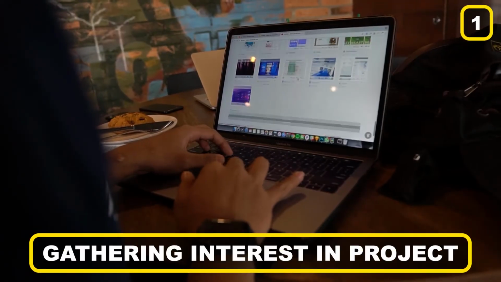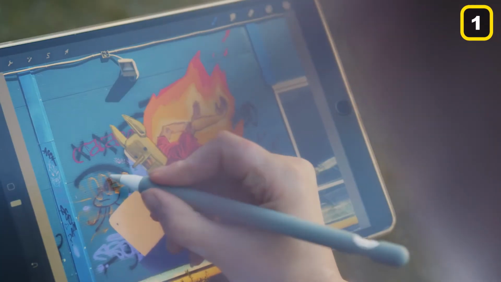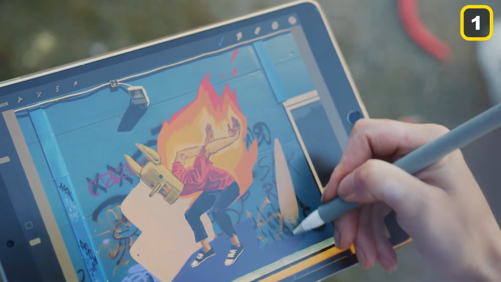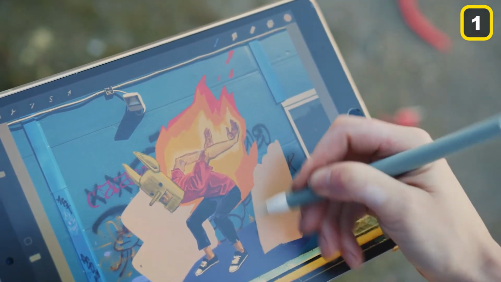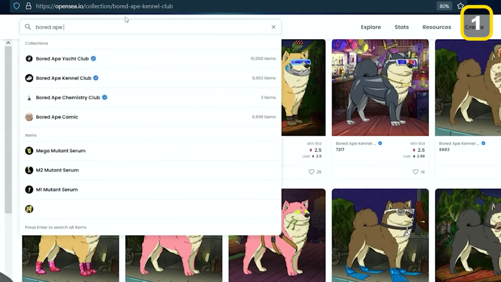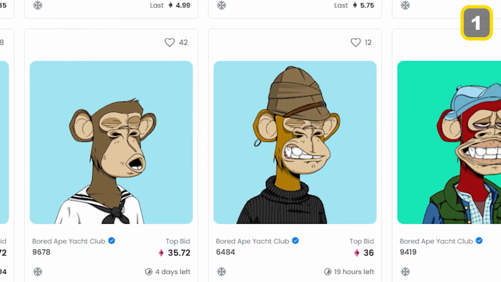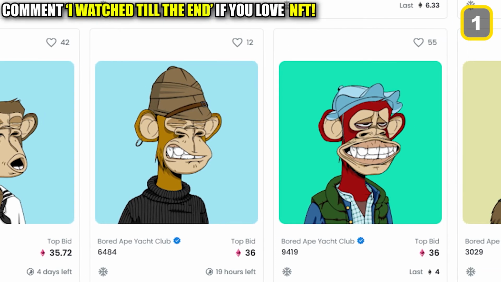Number 1, gathering interest in project. After completing all the prior steps, even though you have a viable product, there's the step of reaching the right people that is left. Since there are so many NFT projects that are popping up these days, you have to get creative in order to reach as many people as you can.